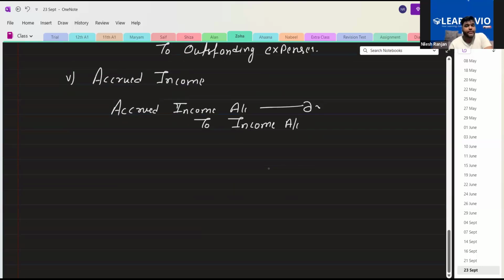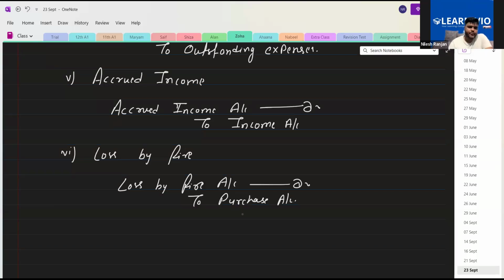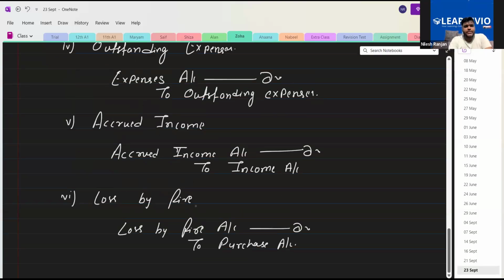Then I told you loss by fire, loss by fire of any assets or goods. So the entry will be loss by fire account debit to purchase or any asset's name, whatever. Okay. So these are the entries that we record in the proper journal.